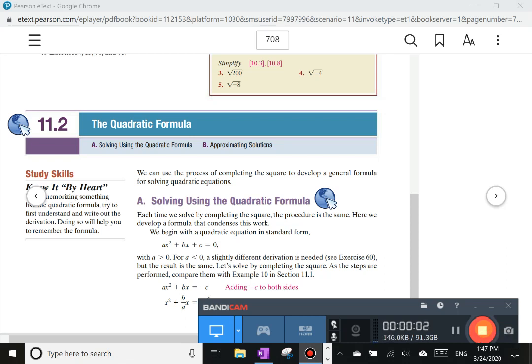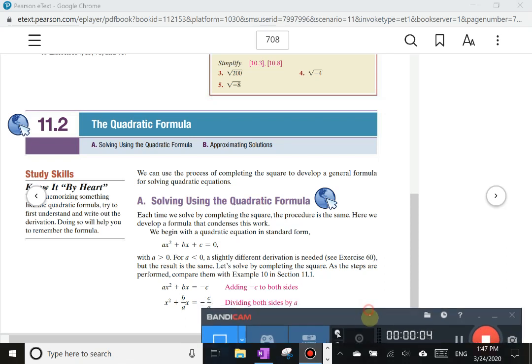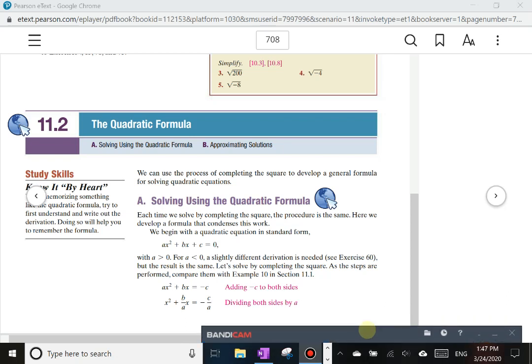Okay, so in section 11.2, we're going to talk about the quadratic formula. Coming to this section, we already know about two ways of solving quadratic equations: factoring, and the other method in section 11.1, completing the square. So this would be yet another method, a third method of solving quadratic equations.